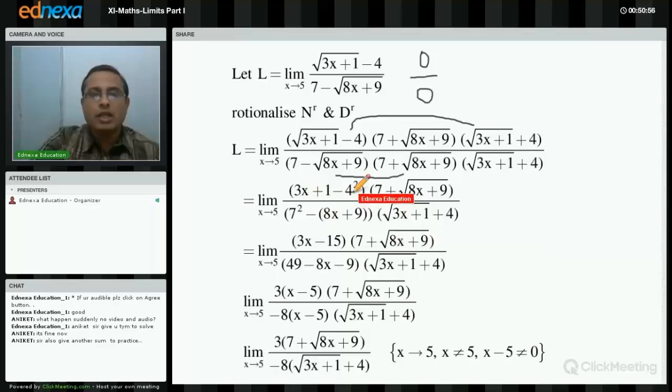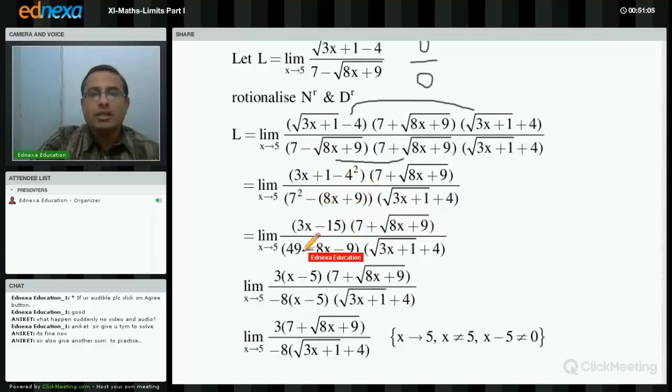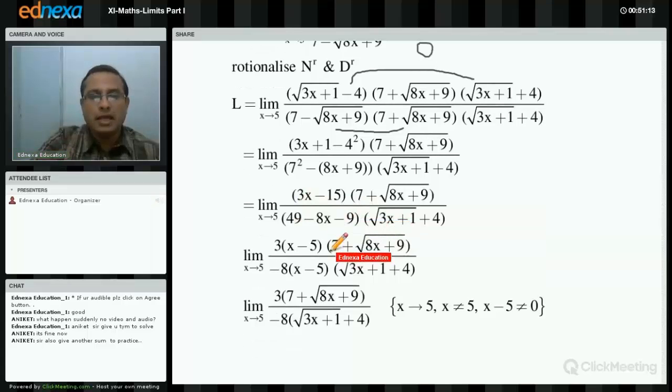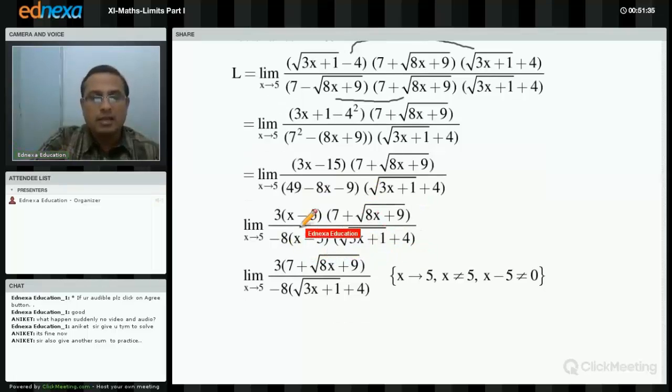Now 3x plus 1 minus 16, that is 3x minus 15. This is 49 less 8x less 9. So this is nothing but 49, I have written that step, minus 8x minus 9. That is 49 minus 9, which is 40 minus 8x. In this step, you will notice that from 3x minus 15, I have taken 3 common to get, in bracket, x minus 5. The denominator is 40 minus 8x. I have taken minus 8 common and not 8. Why? Because I want x minus 5. Simple. This term as it is.